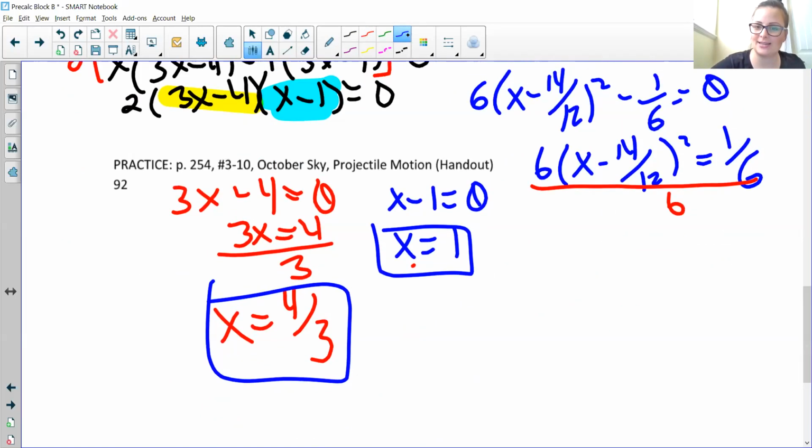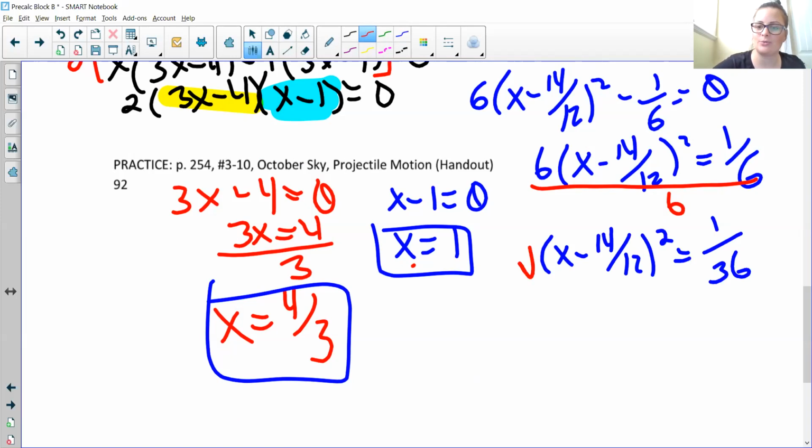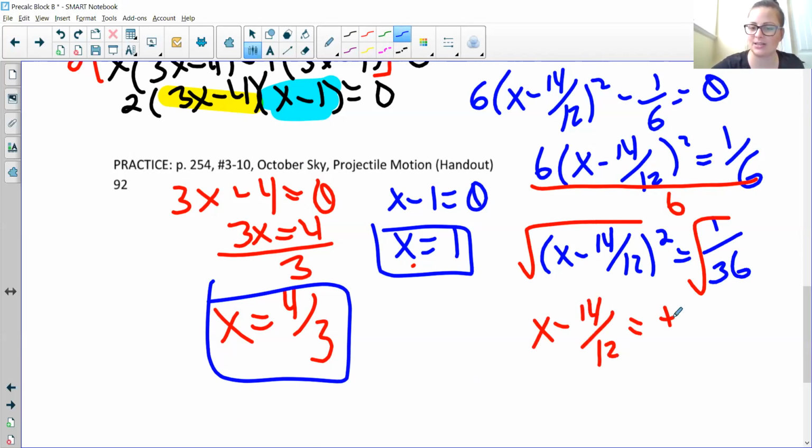So we're going to get x minus 14 over 12 squared equals 1 over 6 divided by 6, the same thing as multiplying the bottom by 6. There we go. Now we're going to square root both sides. And we're going to get x minus 14 over 12 equals plus or minus the square root of 1 over 36, the square root of 1, which is 1, over the square root of 36, which is 6.